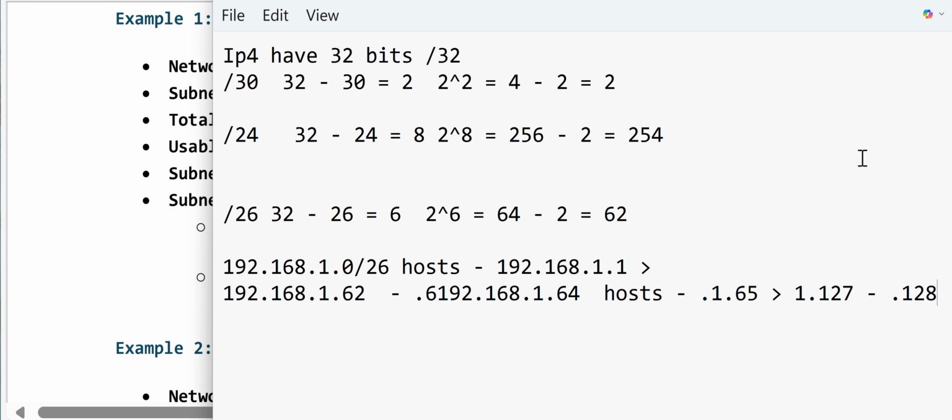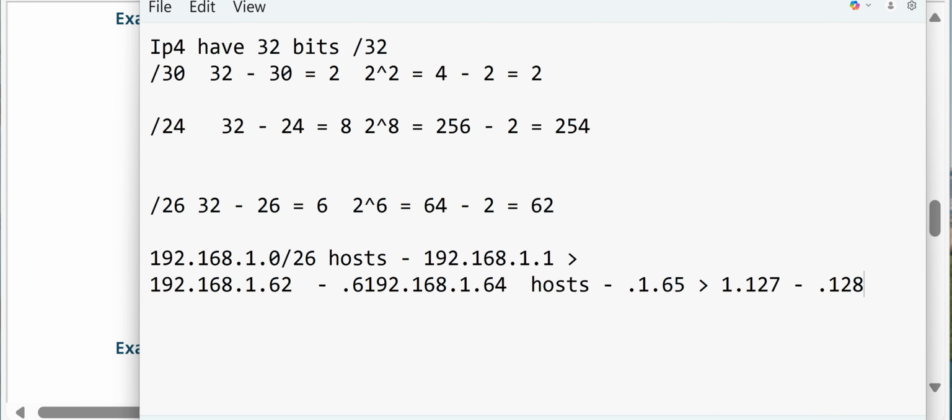And then the next subnet would start with 192.168.1.129, and your first host would start with dot 130, and then you'll add 62 from dot 130, which would give you a 192. So your last host would be dot 192, with the broadcast being dot 193, right? And so on, and so on, and so on.